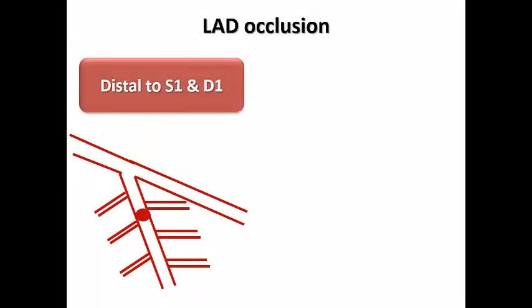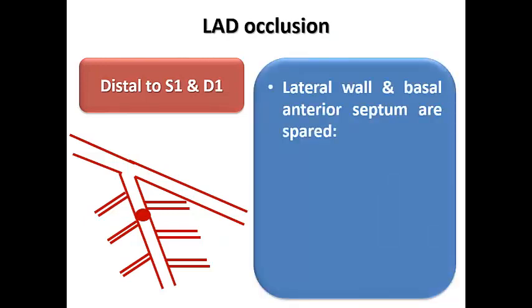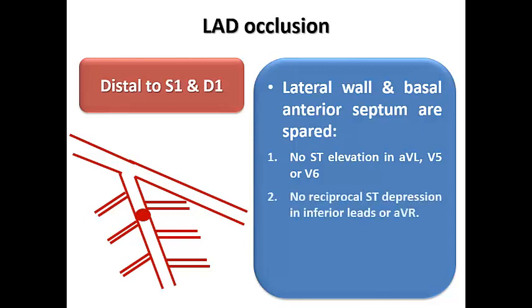When the LAD occlusion is much distal to S1 and diagonal 1, here it is not a proximal LAD occlusion as in the first example. Here the lateral wall and basal anterior septum are spared, so no ST elevation in AVL, V5 or V6, no reciprocal ST depression in inferior leads or AVR, but still the patient can have ST elevation from V2 to V4, as we sometimes call anteroseptal STEMI.